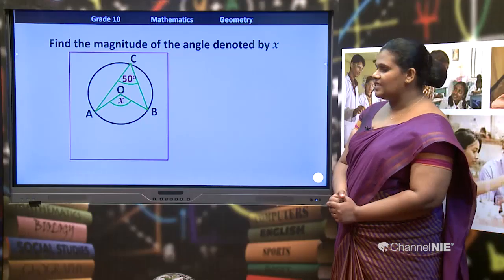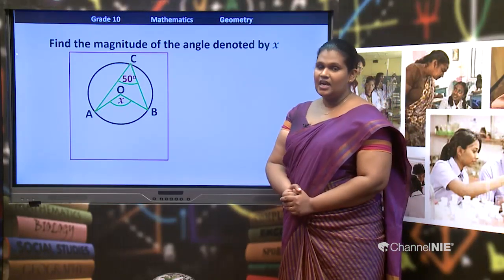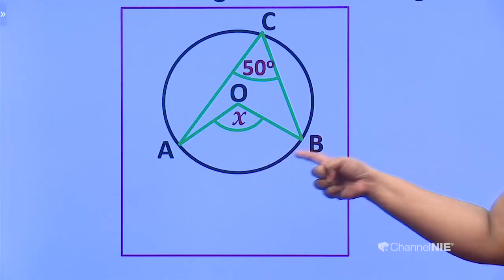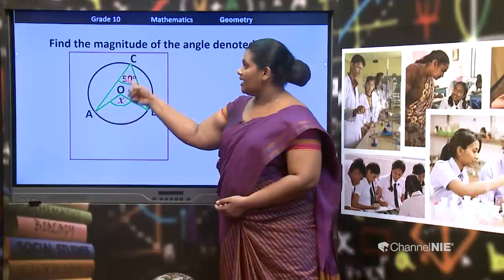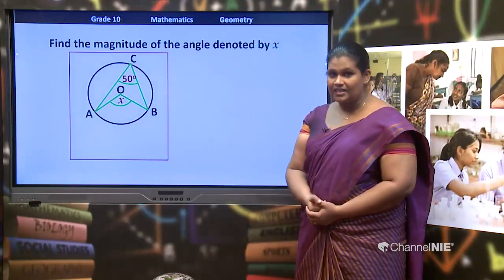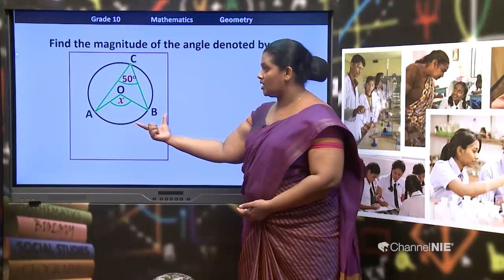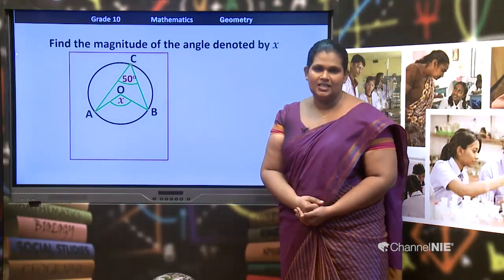By looking at this, I can say x is the angle subtended on the center of the circle by the minor arc AB. At the same time, I can observe point C is on the remaining part of the circle. Therefore, angle ACB is the angle subtended by the same minor arc AB on the remaining part of the circle. Right.